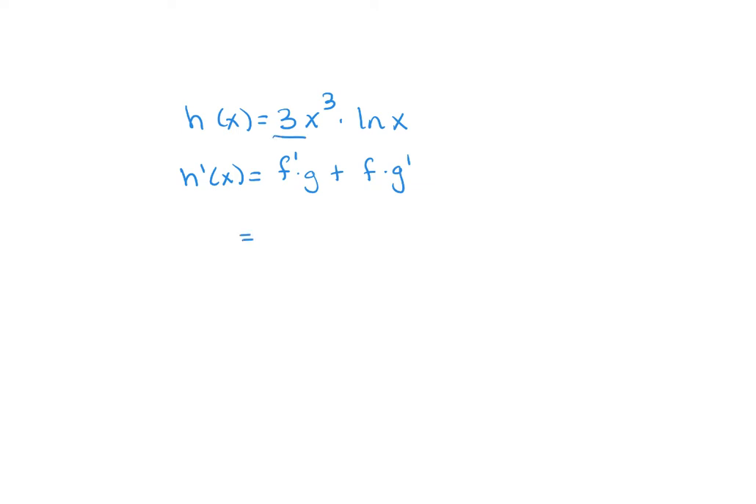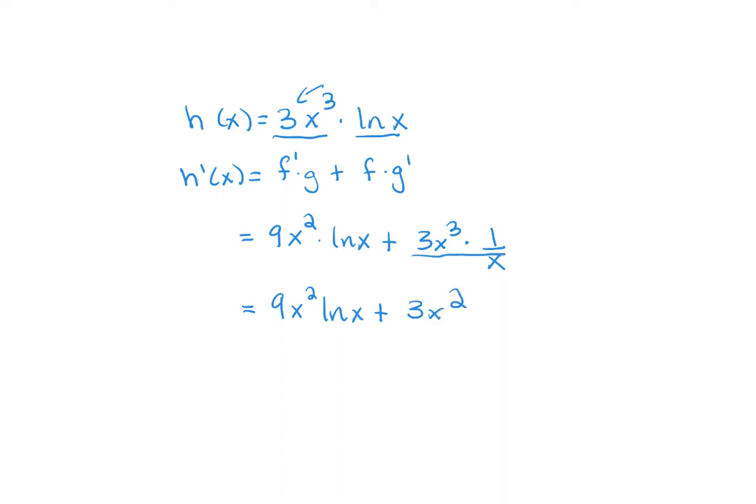So derivative of the first, bring down the 3. So 3 times 3, 9x squared times the second function, natural log of x, plus the first function, 3x to the third, times the derivative of the second, which is 1 over x. And then I can simplify that, 9x squared ln of x plus, if you think about this, that would simplify down to 3x squared. And there's your final answer.